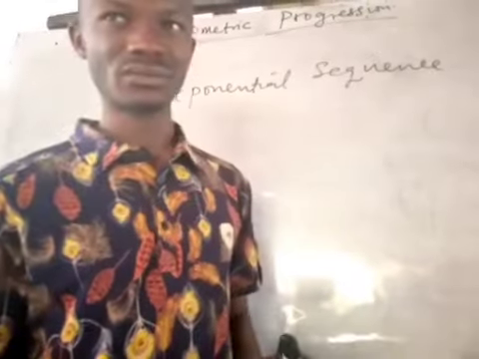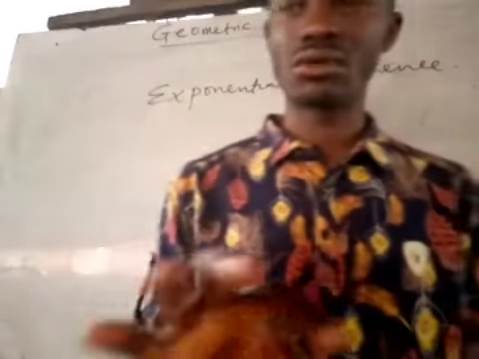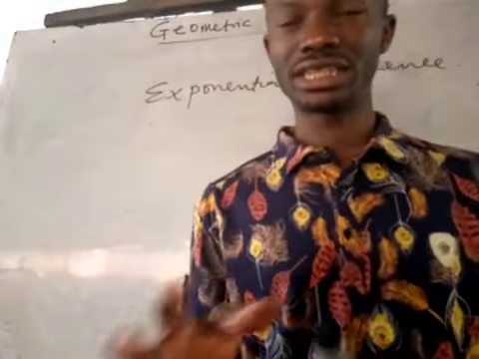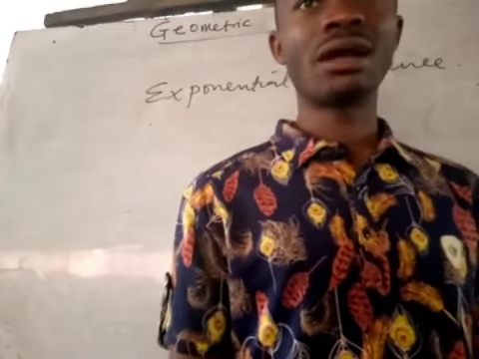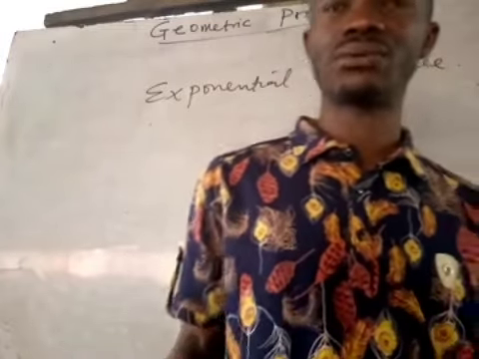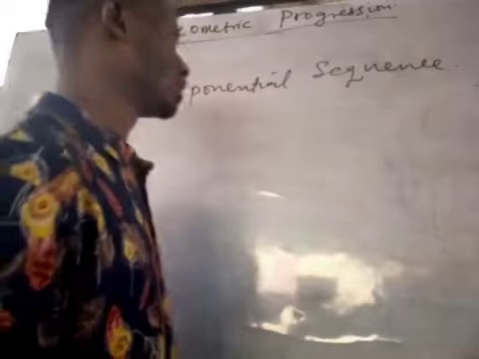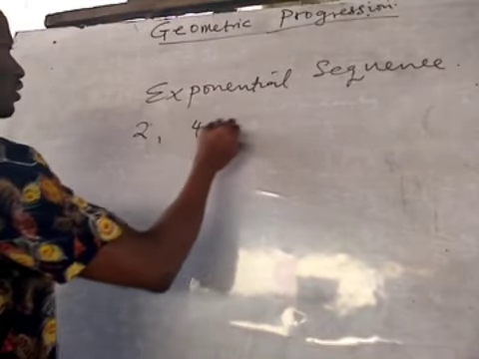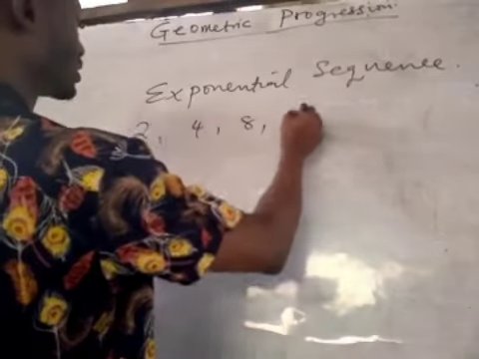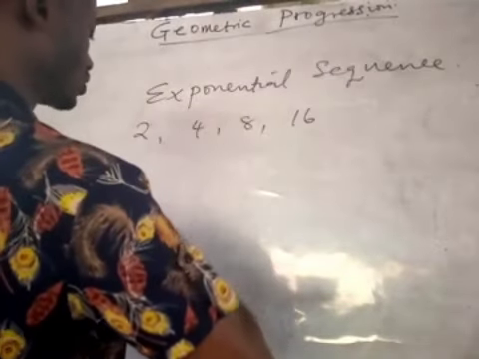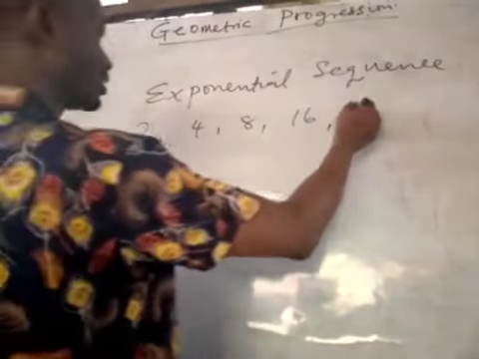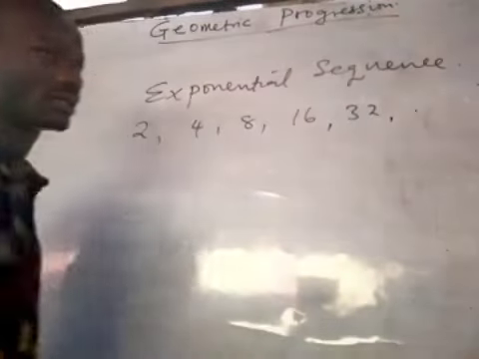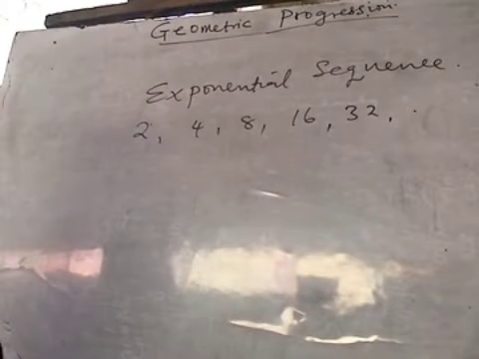But we are not here to dwell much on exponential sequences or geometric progressions. Nevertheless, I would like to give you an example to refresh your memory. Let's look at the sequence 2, 4, 8, 16, 32, and so on. Let's just stop there. This sequence contains 5 terms.